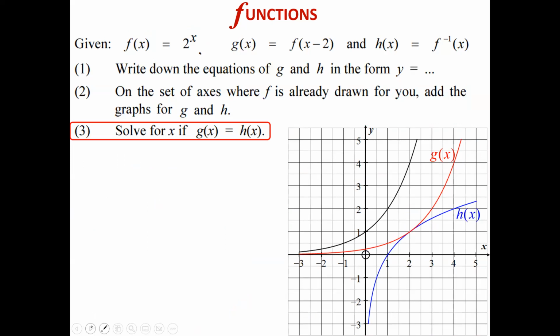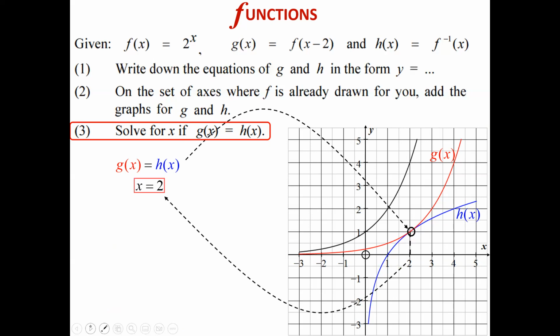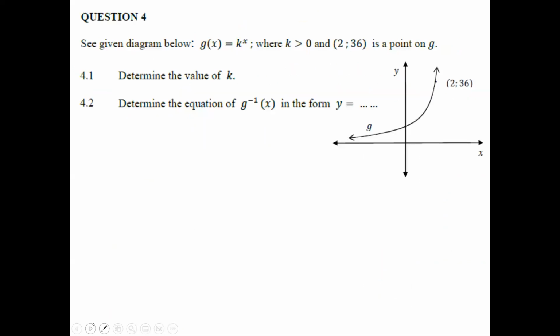And the next question is, solve for x if g of x is equal to h of x. What they simply want to know is the point of intersection of g and h. If we look at the g graph, that is your red graph, and your h graph is your blue graph, and we can see that they intersect at that point, which is x equals 2. So we can pick that out directly from the graph. All right, let's go to some past paper questions.